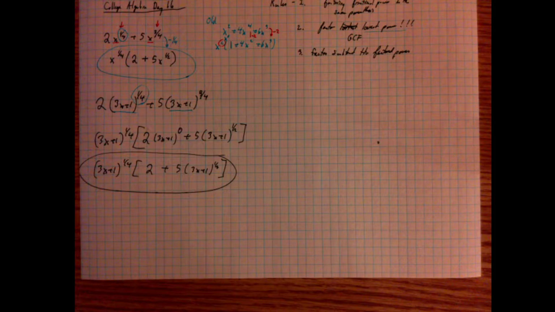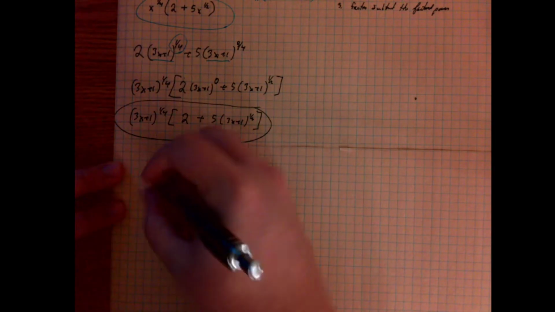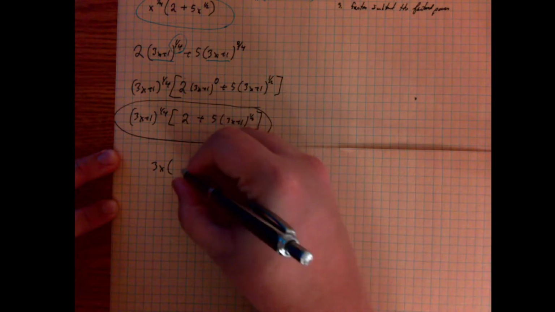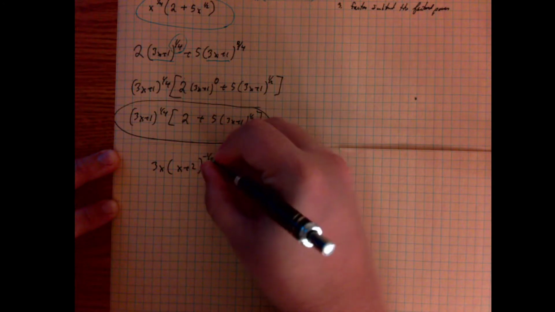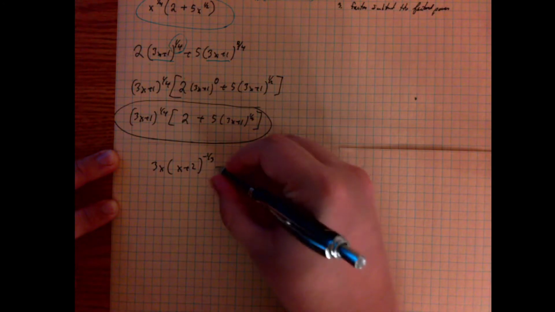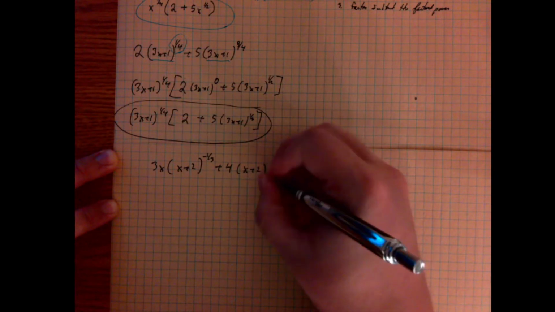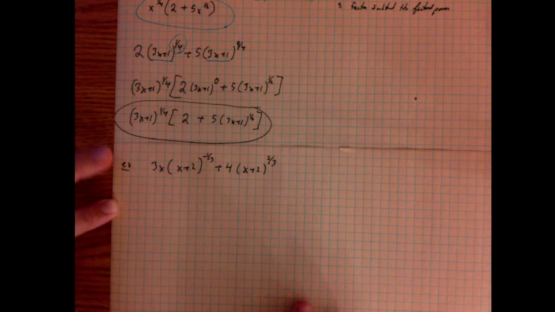Let's take a look at our first real example. That's like tonight's homework. So this is very similar to what we're going to be doing here. We're going to make sure we follow all of our rules as we do so. And my function is 3x times (x plus 2) to the negative 1/3 power. Ooh, negative 1/3 power, that's not good. Plus 4 times (x plus 2) to the 2/3 power. This is my first example.